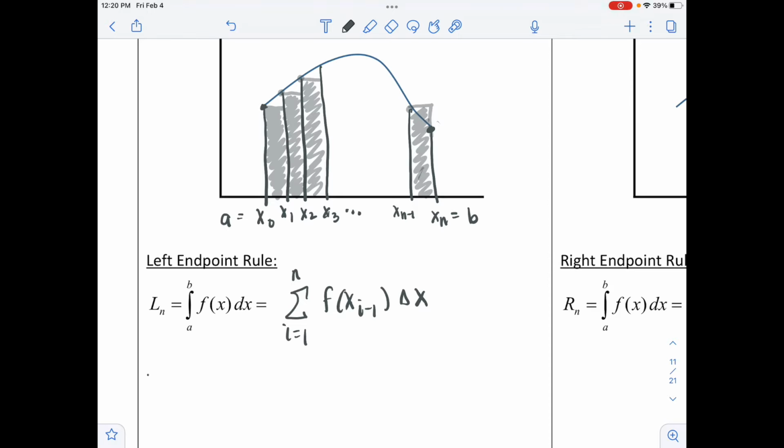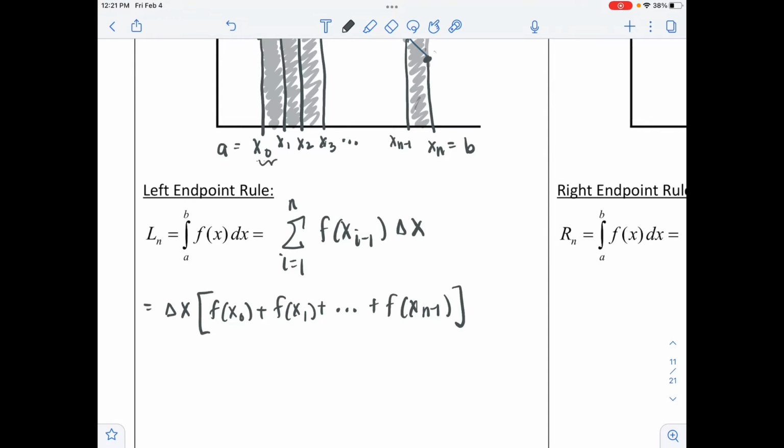For this, we would have delta x times each of these heights. So I'm going to pull that delta x out, and so we have f of the first one, which is going to be x sub 0, plus f of x sub 1, plus dot dot dot. And then the last left endpoint that we had was x sub n minus 1. Notice that we don't use x sub n in our picture up above to define any of the heights for left endpoints. And then delta x is defined by that width.